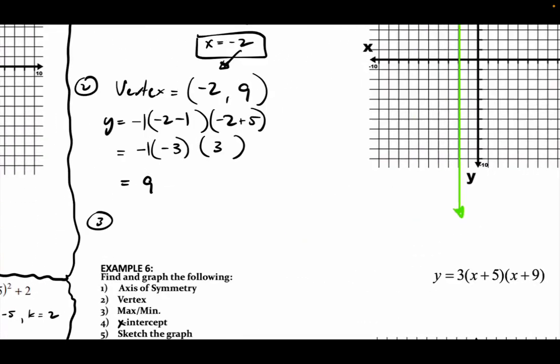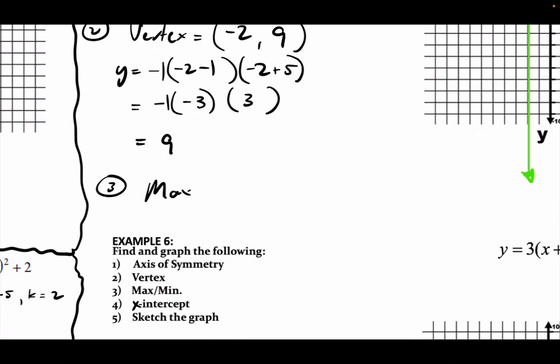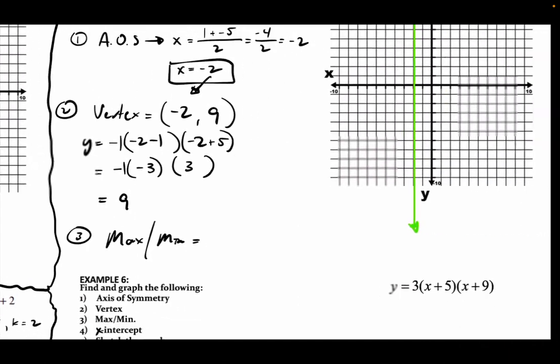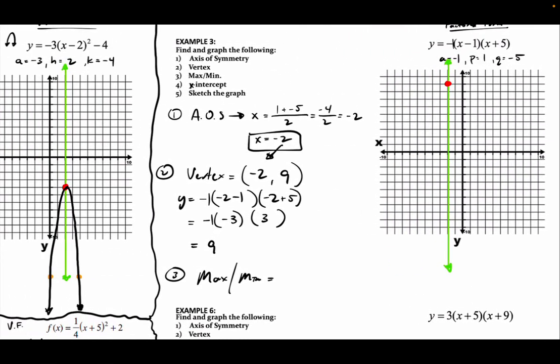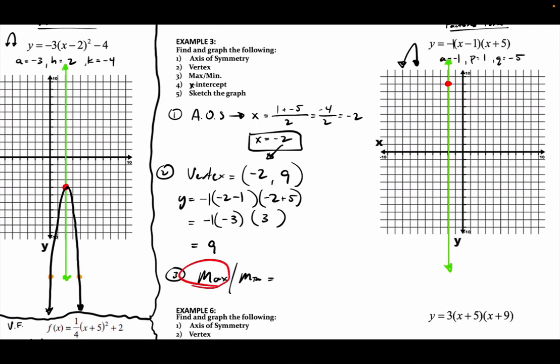Oh, wait, max and min. So is this guy going to have a maximum or a minimum? Yeah, it's going to have a max because A is negative. It's going to be arrows down. This guy's going to be arrows down. I forgot to say that at the beginning, but yeah, arrows down, so it's going to have a max. That maximum is going to be the number I just found, 9.